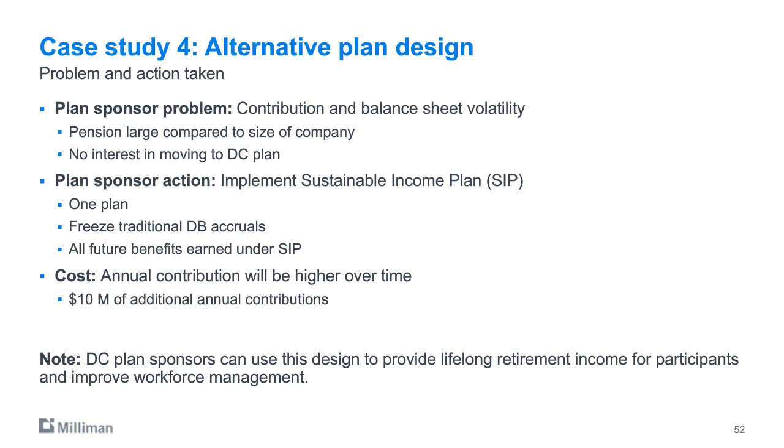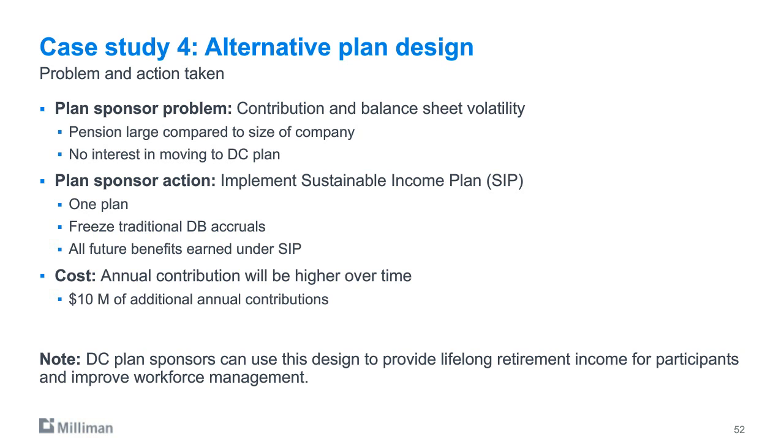So in this alternative plan case study, we're going to continue with the same company that Arthur was looking at, and the sponsor's problem is that they have contribution and balance sheet volatility. The pension plan is large compared to the size of the company, which makes that volatility larger than it would be otherwise, and they don't have an interest in moving to a defined contribution plan.